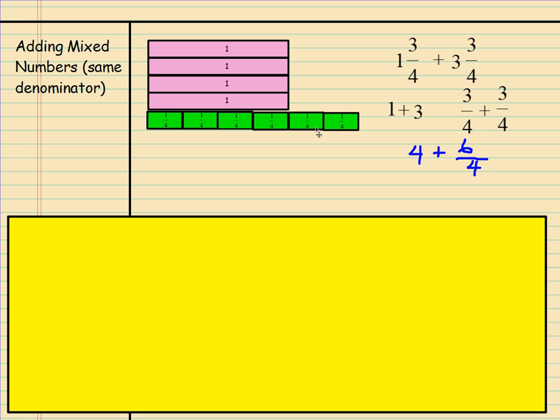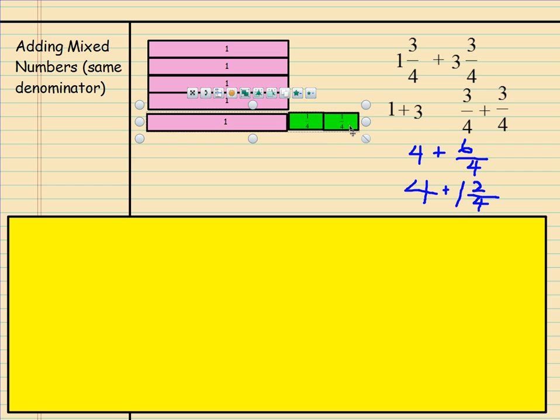4 and 6/4. Now, you might notice that there is an improper fraction here. What we have to do is change this back into a mixed number. We learned how to do that a couple lessons ago. This is 1, remainder 2/4. So we have 4 plus 1 2/4. What we're doing there is taking away this set of 4 over 4 and replacing it with 1 whole. So we have that 1 2/4 here.